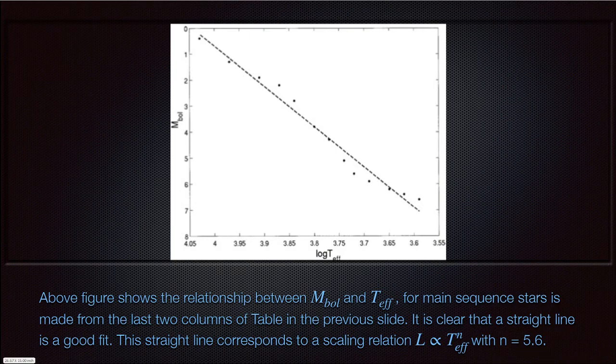What we can observe is a clear straight line, and it is a good fit. This straight line corresponds to the scaling relation L is directly proportional to the effective temperature to the power n, where n we have taken as a crude approximation as 5.6. Next slide.